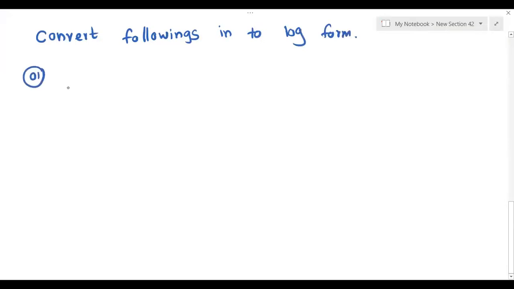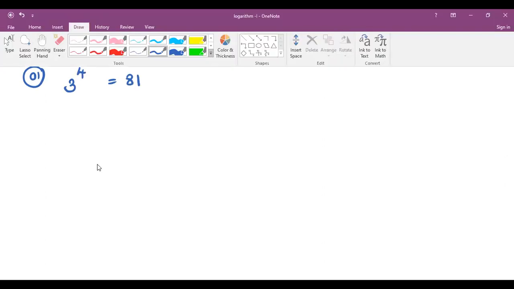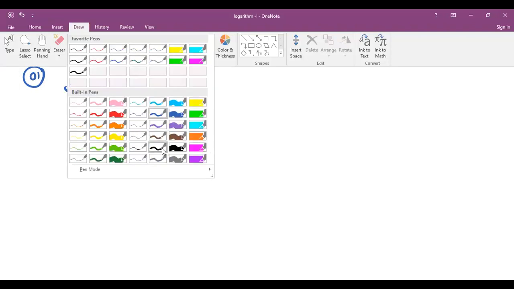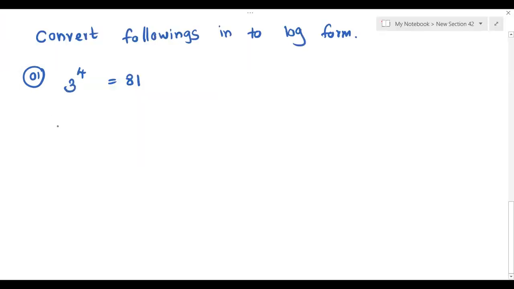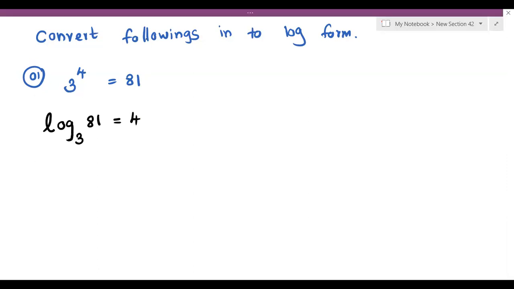My first question is 3 to the power of 4 is equal to 81. Then let's see how we write this. Write your answer and check whether you have got it. Here, first of all, we have to write log. Then remember that we always write the base in the tail. Base is 3. Then we write the answer within this log term. That means the value always comes inside the log term, and it is equal to the exponent or the index. Okay, this is the log form.